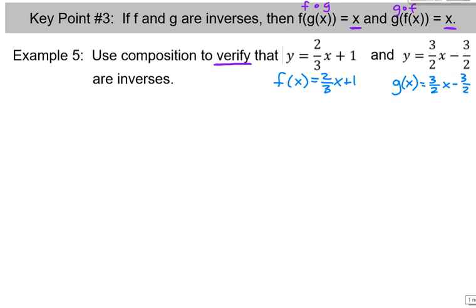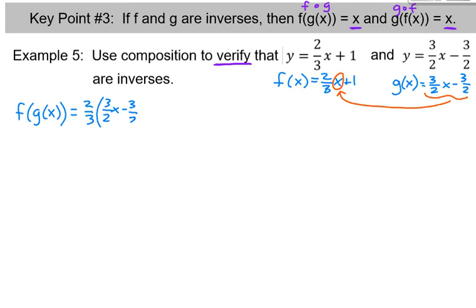Okay, so let's find f of g of x. F of g of x means we're going to put the g function on the inside of the f function. So we're going to replace this x in the f function with all of this. It's going in there. So that's going to give us 2/3 times 3/2 x minus 3/2. That was put in place of the x, and then we still have the plus 1.